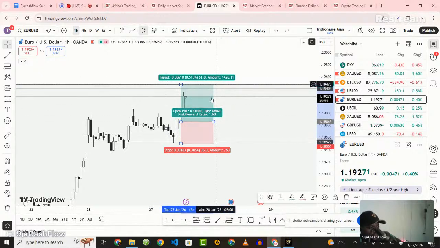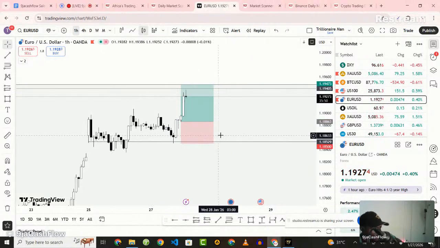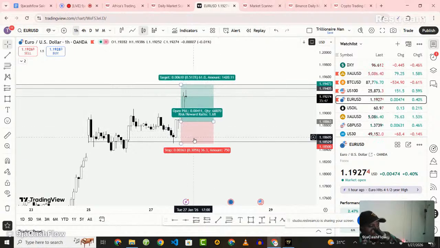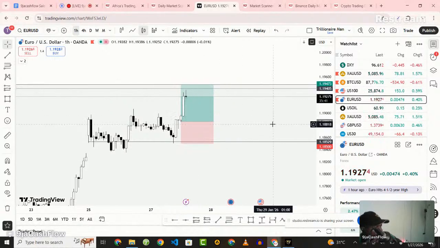I also trade using discount and premium. So if I want to short, I want to short at the top where we have premium. For my scalp trade, if I'm buying, I want it very close to the low of the day. If I'm selling, very close to the high of the day. And I wait for the trend as well.